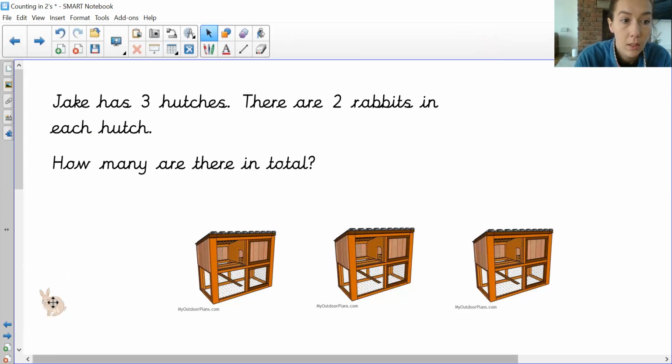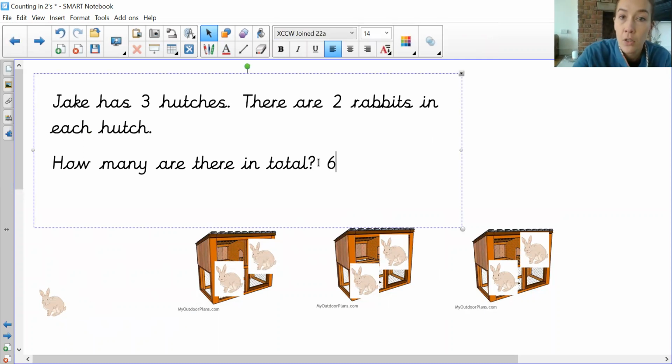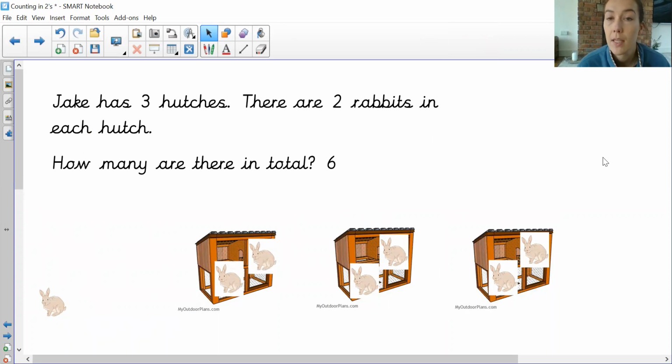Just want to help you visualize this. So if there's 2 little rabbits in each hutch, how many will there be in total? So all you've got to do now is count them. So 2, 4, 6. So there are going to be 6 in total. All I will say for questions like that is make sure you read them a couple of times over if you're doing them independently, and just figure out what is being asked. So what the question is asking you to do.